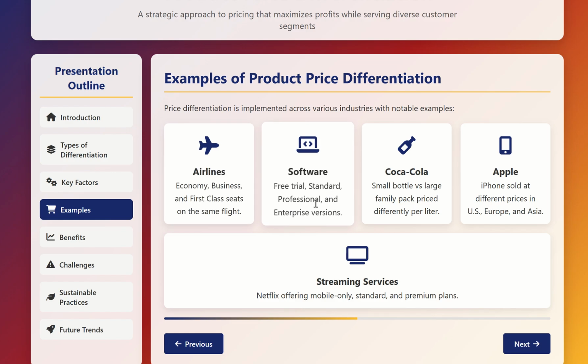You can look at softwares. Softwares, they are very clever. They give you free trial. Somebody can give you free trial of 7 days, 14 days, 1 month. Once you test the free trial, it is good, my friend. You will buy it. So this is an aspect of what you call product price differentiation.